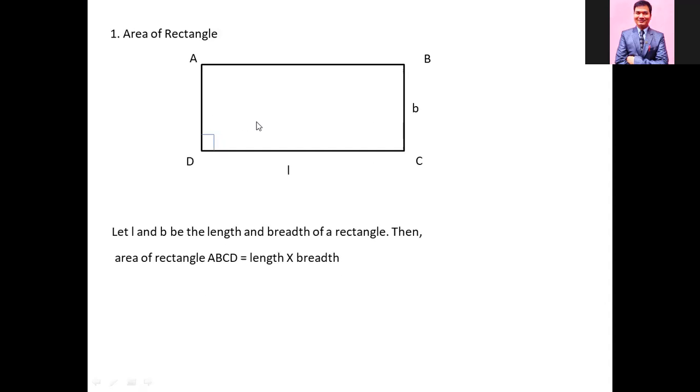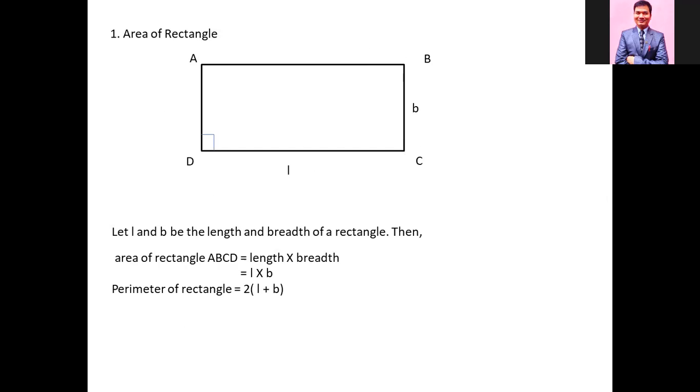When you find the area of a rectangle, we have to use the length and breadth. Area of rectangle equals L into B, length into breadth. And when you find the perimeter, perimeter means we have to add all the lengths and breadths, no? And that should be 2 times (L plus B). Okay, children?